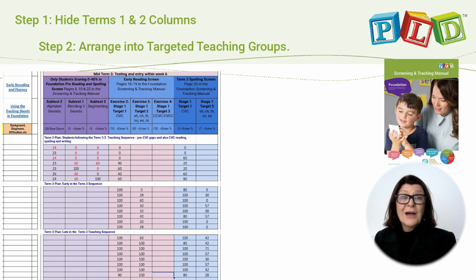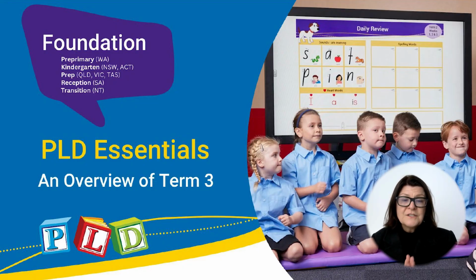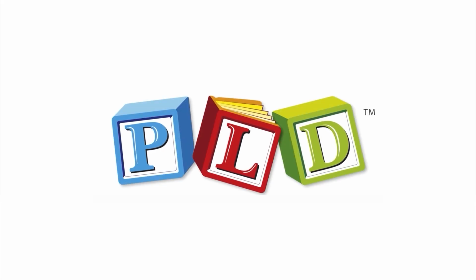Some students are going to be aligned with the term 3 teaching sequence. Some are still at that term 2 level, or by midterm they're just starting the term 3 sequence. They've just started a little late, and we've got students that are at a beginning of the year level. Remember the support that is available through the PLD website. I wish you a great term of solid, effective teaching with the PLD materials, and also really pleasing outcomes for your students. All the best.